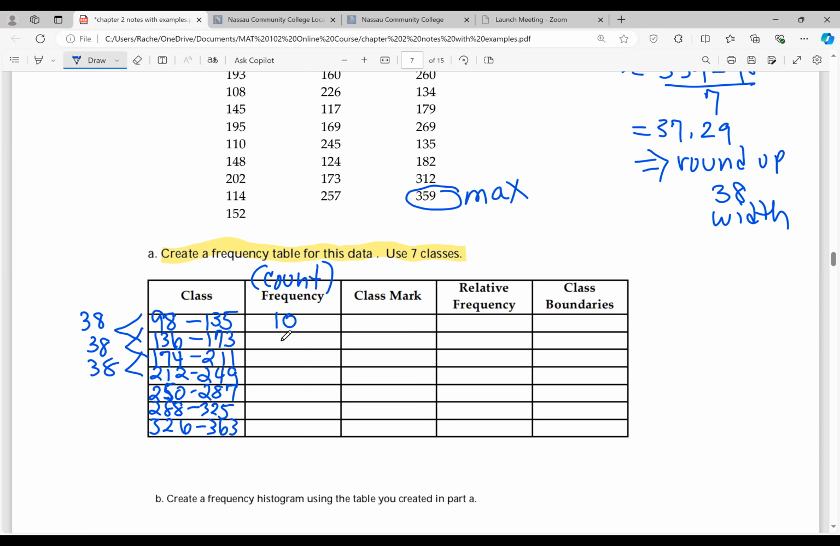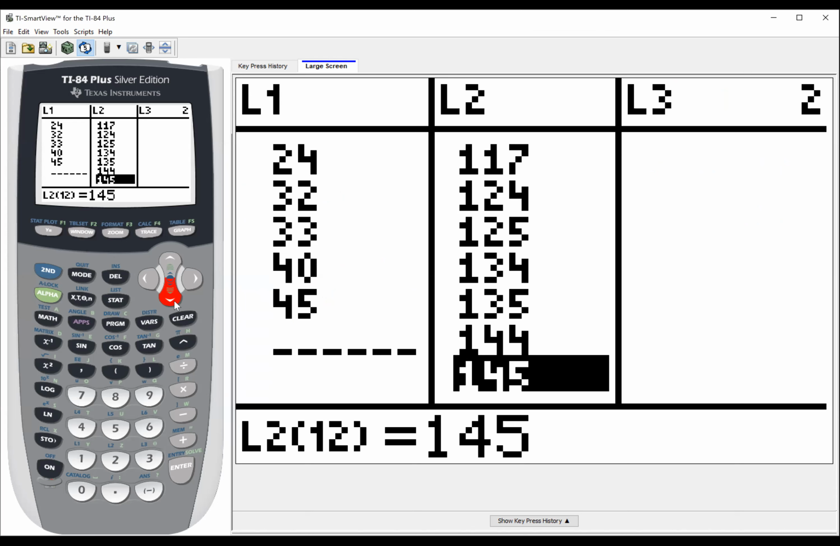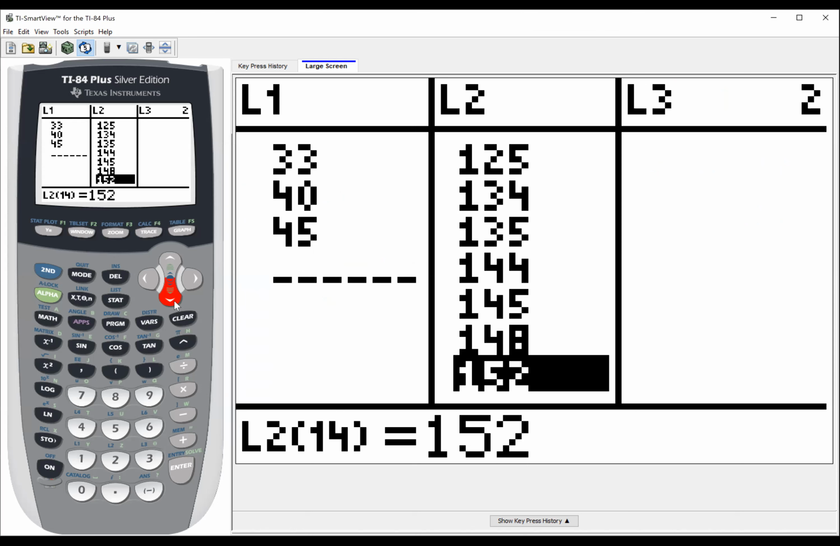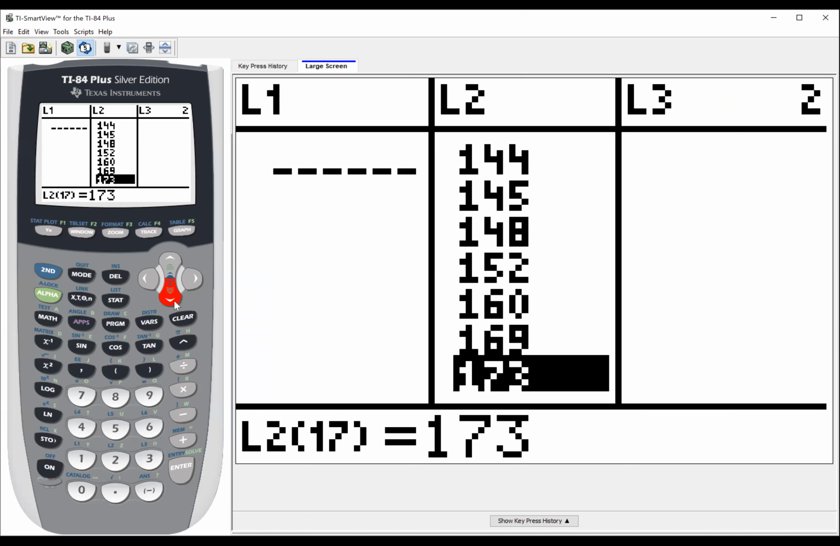Now we're going to do the same thing for the rest of the classes. Let's count how many weights are between 136 and 173. So we'll start at 144, and we don't want to go past 173. So we have 1, 2, 3, 4, 5, 6, 7. So 7.